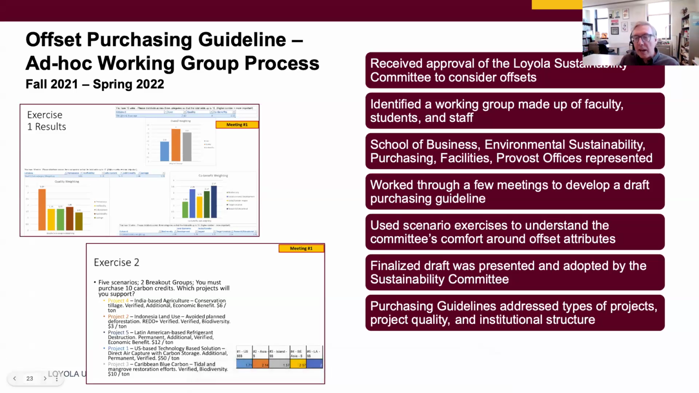So we created an ad hoc working group. You can see some of the different offices that were represented: School of Business, School of Environmental Sustainability, Purchasing Department, Facilities Department, Academic Affairs, and then we had student representatives from some of those same schools and from our student government bodies. And we got together in a couple of meetings and really helped them understand.